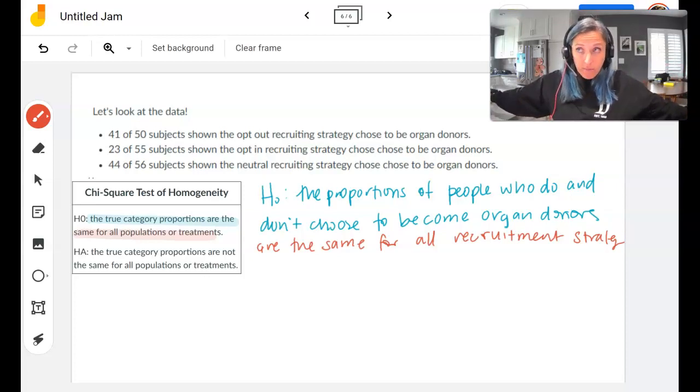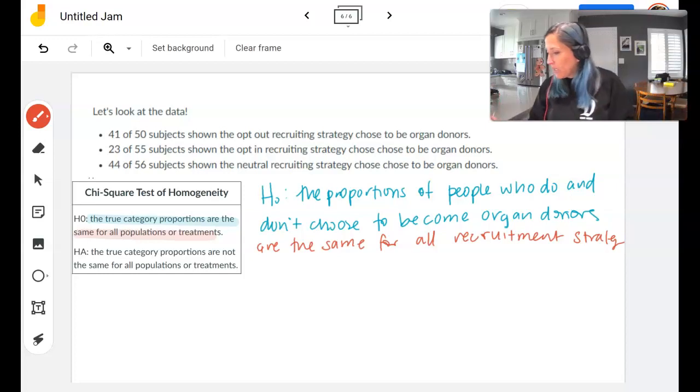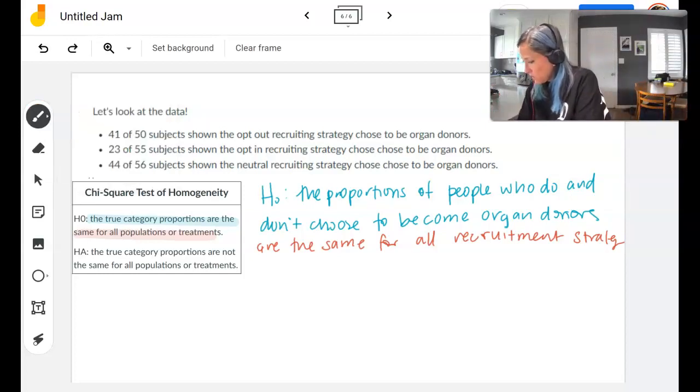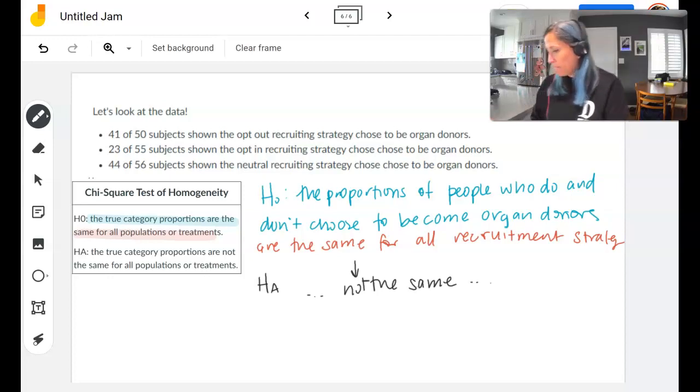We know it's not true for our sample. The question is whether it is so different that we can say something is going on. And then our alternative hypothesis, same thing, but not the same. So the proportion of people who choose to become an organ donor or not an organ donor, those proportions are not the same across all of our different recruitment strategies.